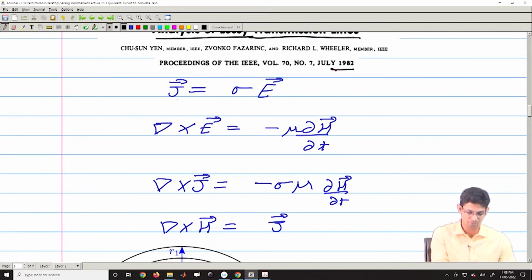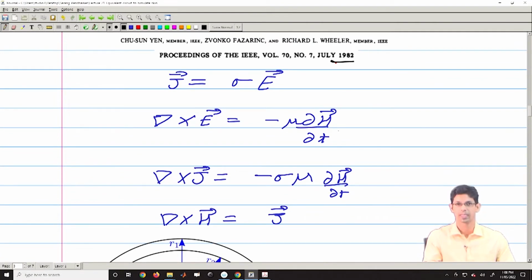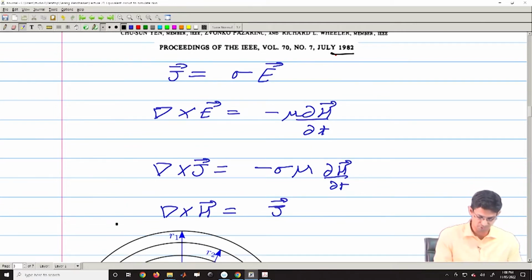So, my first equation, this we have just now seen. Right now we are not taking any specific case of time, any time harmonic. So, that is why I have kept these equations in terms of derivative with respect to time. Now, what we have is these two equations which we will have to solve.